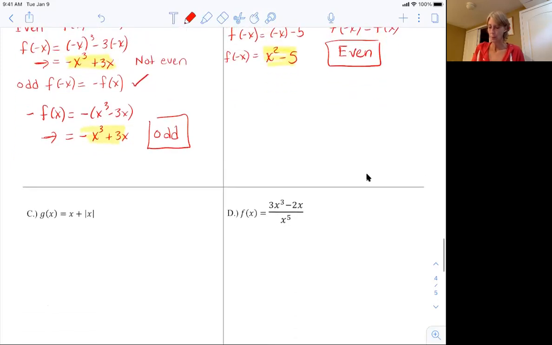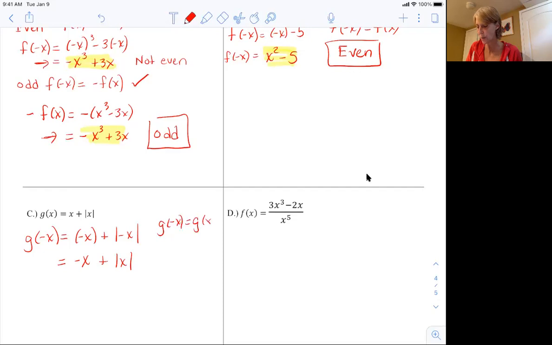In our next example, I start by finding g of negative x. So I have negative x plus the absolute value of negative x. And if I go to evaluate this, this just becomes negative x. What's the absolute value of negative x? It's the same thing you would get if you evaluate the absolute value of x. So does g of negative x equal g of x? No, right? That does not happen. So it's not even.